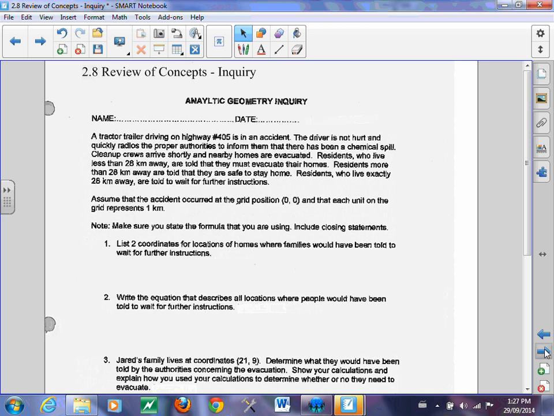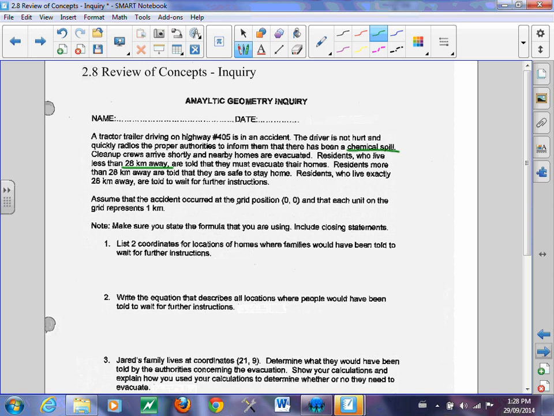A tractor-trailer driving on highway 405 is in an accident. The driver is not hurt, but quickly radios the proper authorities to inform them that there's a chemical spill. And this happens in real life, so we've got to be careful about a chemical spill. Cleanup crews arrive shortly, and nearby homes are evacuated. Residents who live less than 28 kilometers away are told that they must evacuate their homes. Okay?